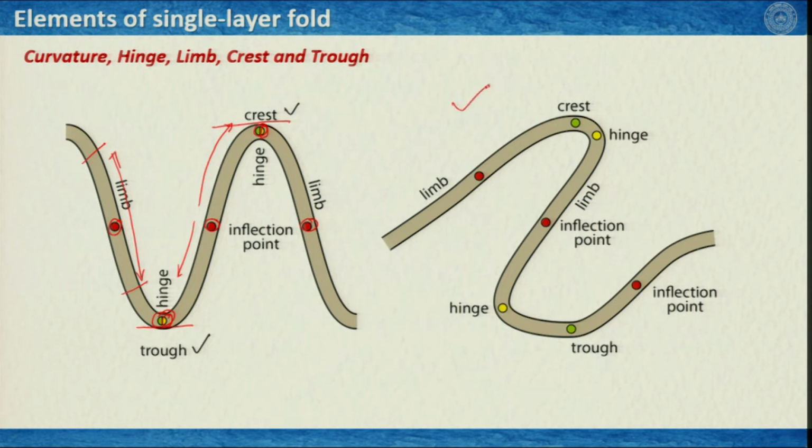If I look at this image, I see that the maximum curvature is here, but this is not the highest elevation point. So, therefore, the crest is defined here, and the hinge is defined here. Similarly, this is the maximum curvature of this concave side. So, the hinge is here, but this is the lowest point of this entire fold train. So, this is the trough. So, we have understood now that the hinge may or may not coincide with the crest and trough points.